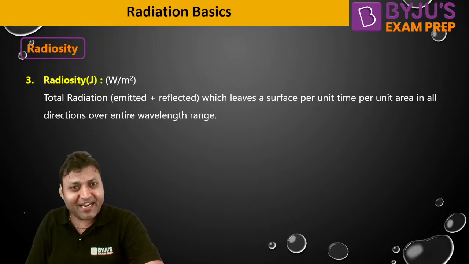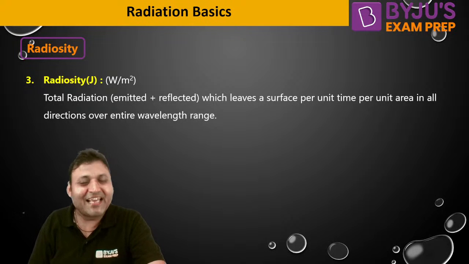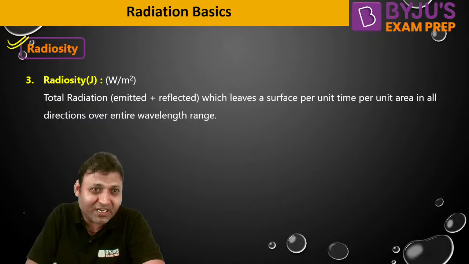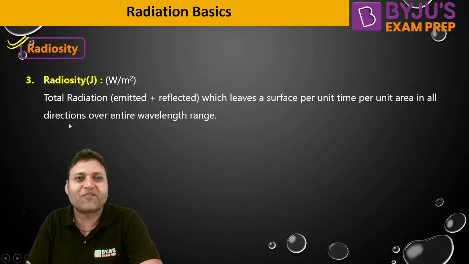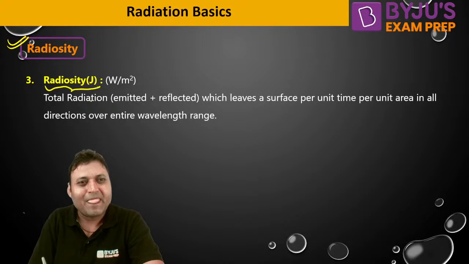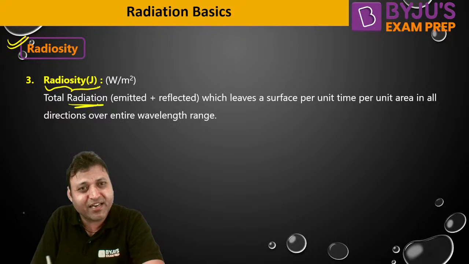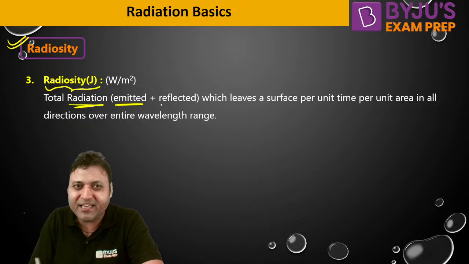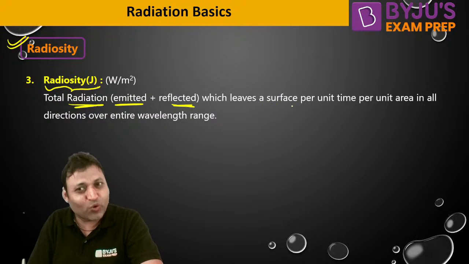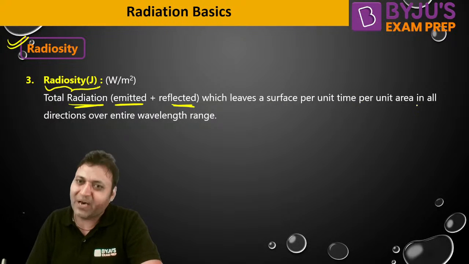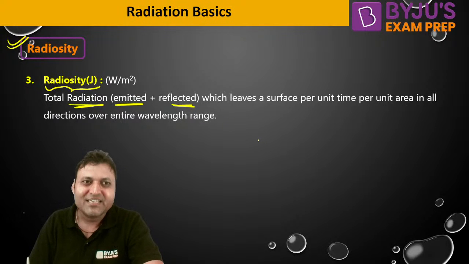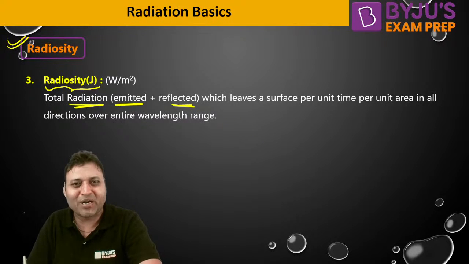Now, the radiation is emitted by a surface. The radiation is also reflected by the surface. So that is the total radiation which leaves the surface, and the total radiation which is leaving a particular surface is denoted as radiosity, denoted by J. What is radiosity? It is the total radiation, which involves the emitted radiation plus the reflected radiation. The total radiation which leaves a particular surface per unit time, per unit area, in all directions over the entire wavelength range is nothing but the radiosity of that surface.